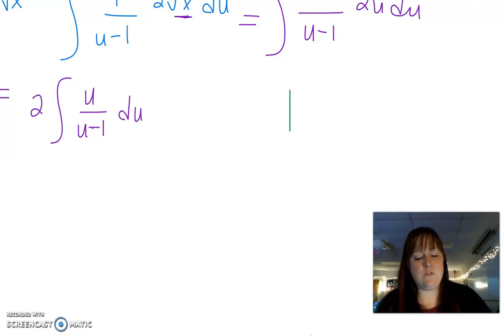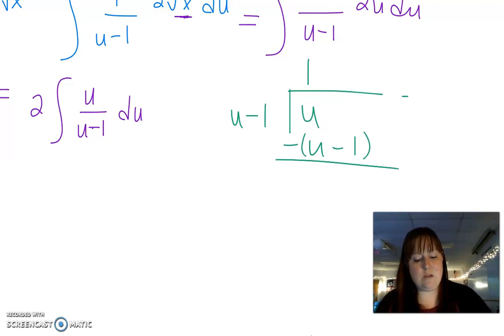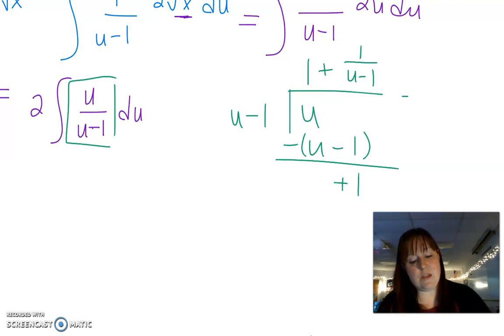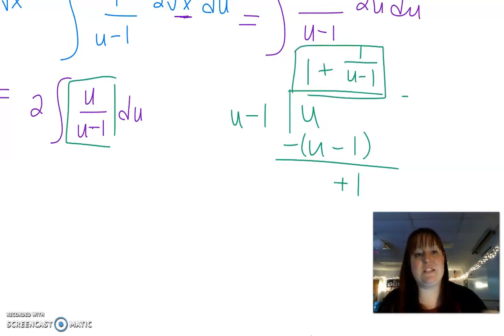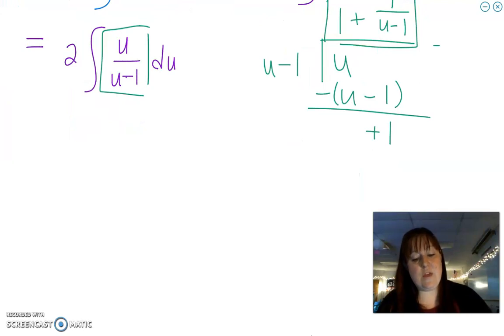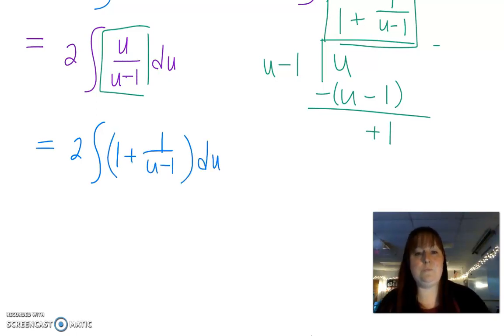Okay, so we're going to use long division, and we're going to say u divided by u minus 1. Well, u goes into u 1 time, and that gives you u minus 1. And we subtract this, we end up with positive 1 down here. So our remainder is positive 1 over u minus 1. So again, I'm telling you, this right here is the same as that. They are the same function, okay? So then I rewrite it: 2 times the integral of 1 plus 1 over u minus 1 du.